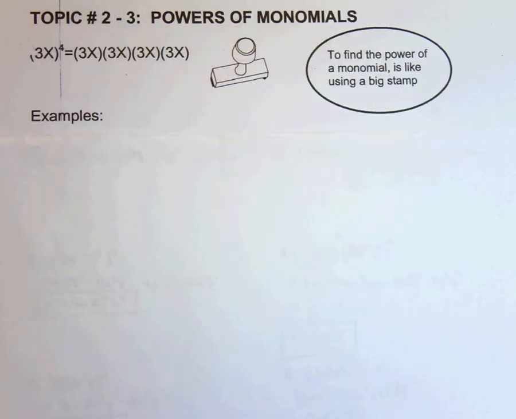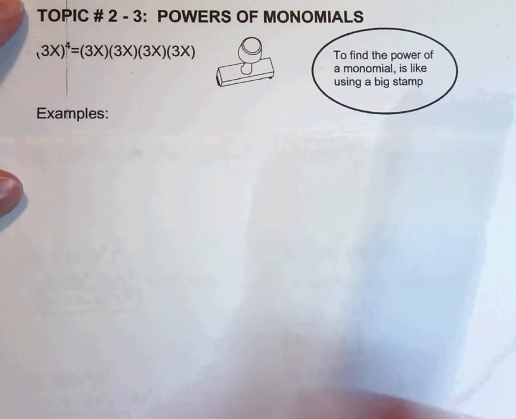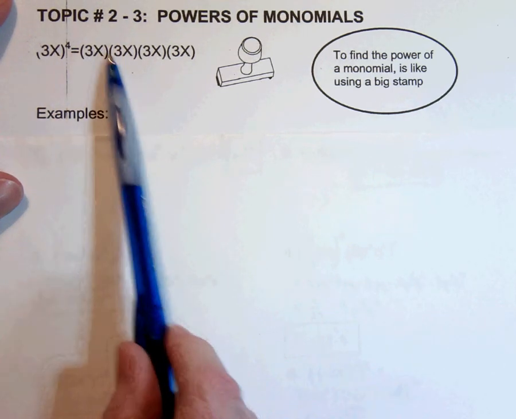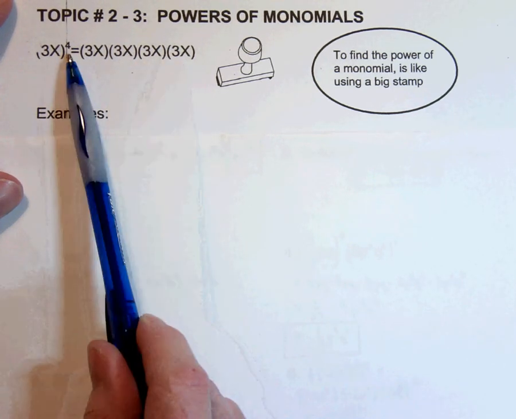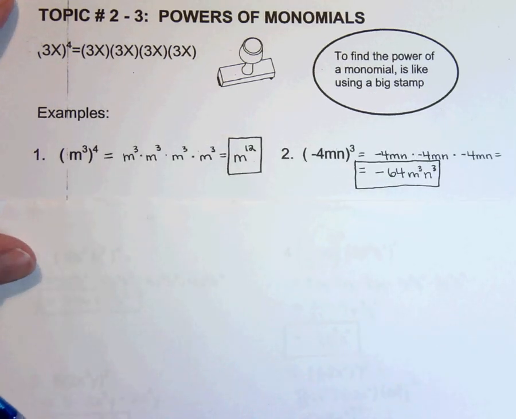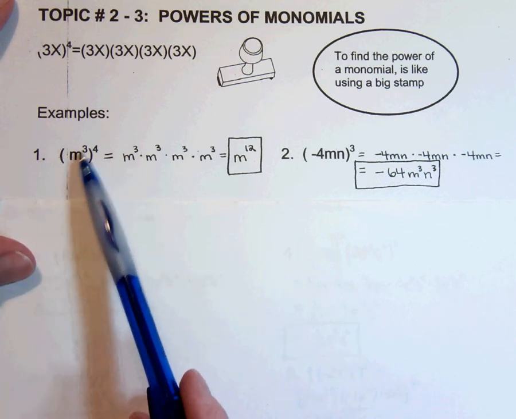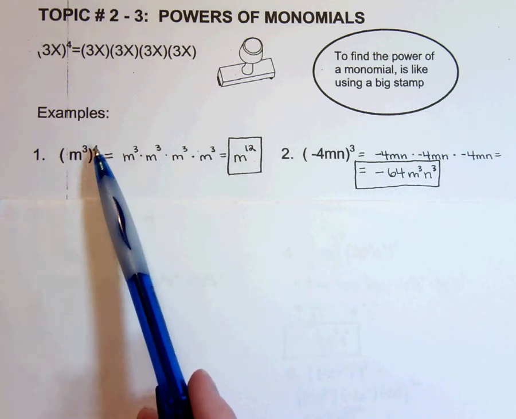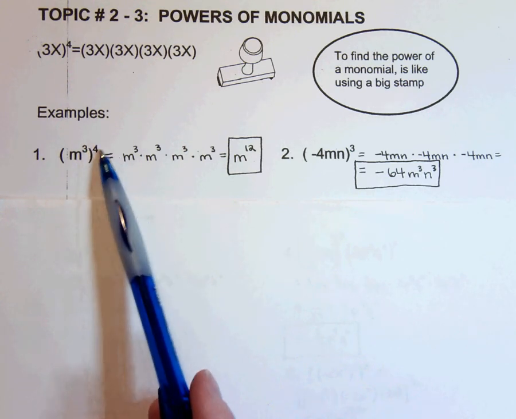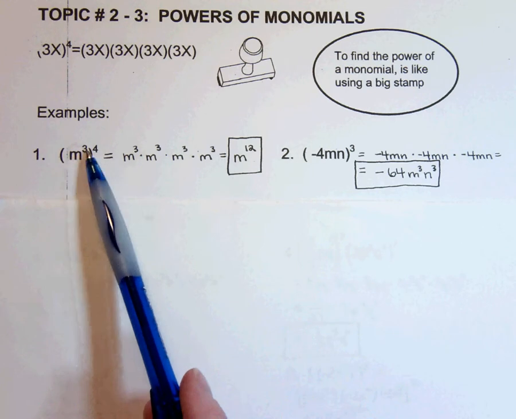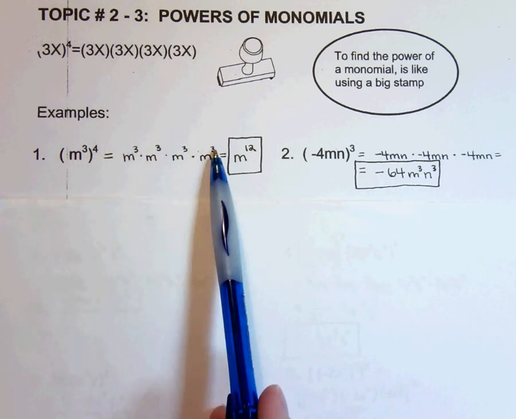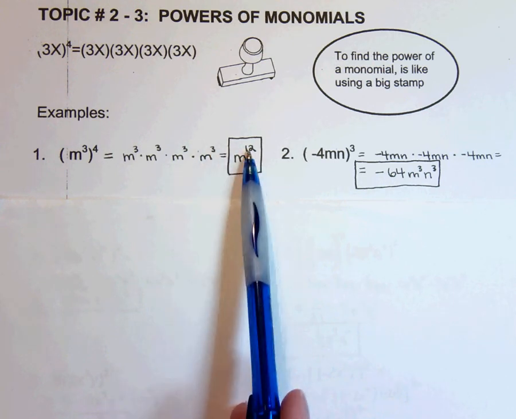Okay, let's look at the first one. Actually, at the very top, it shows if I have 3x to the 4, that's like stamping it, 3x, 3x, 3x, 4 times. So some examples of this would be if I have something to the power m to the 3 to the power of 4. That's different than saying m to the 3 times m to the 4, because remember, we learned that's addition. But if you stamp m to the 3 4 times, you're looking at 3 4 times. So 3 times 4 is 12.